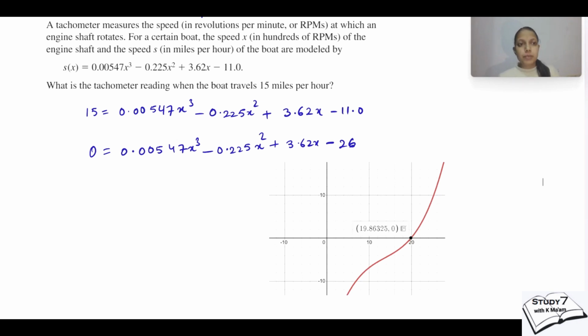So here I use the Desmos graph to calculate this. You can see the intersection is 19.86, so you can say it is approximately 19.9, in hundreds of revolutions per minute. So you multiply by 100: 1990 RPMs. Then this is the answer. So what did we calculate? We calculated the reading, and the reading comes out to 1990 RPMs.